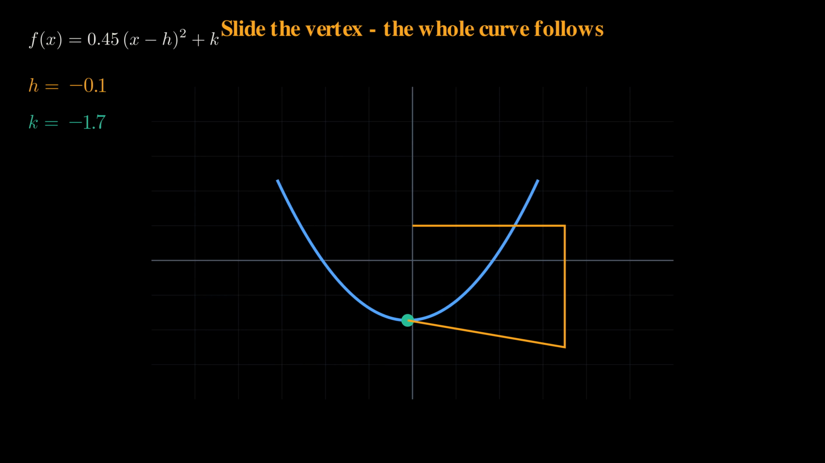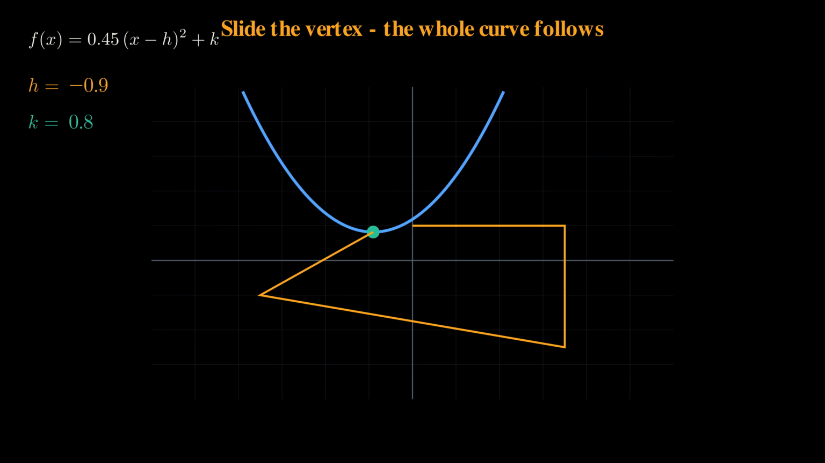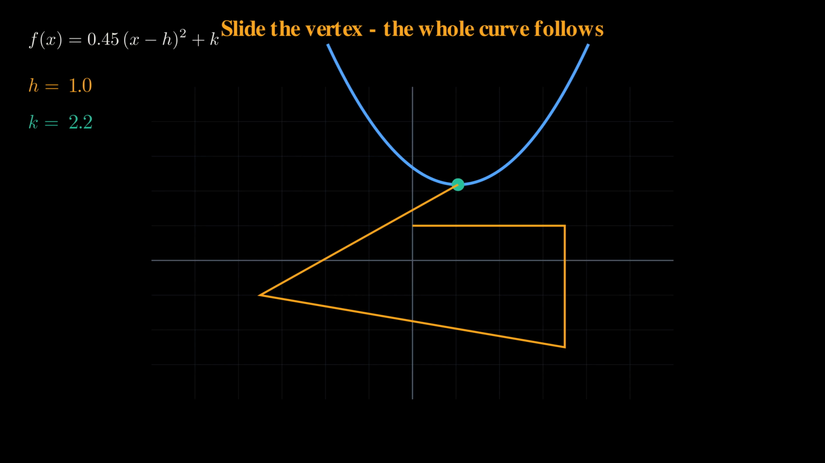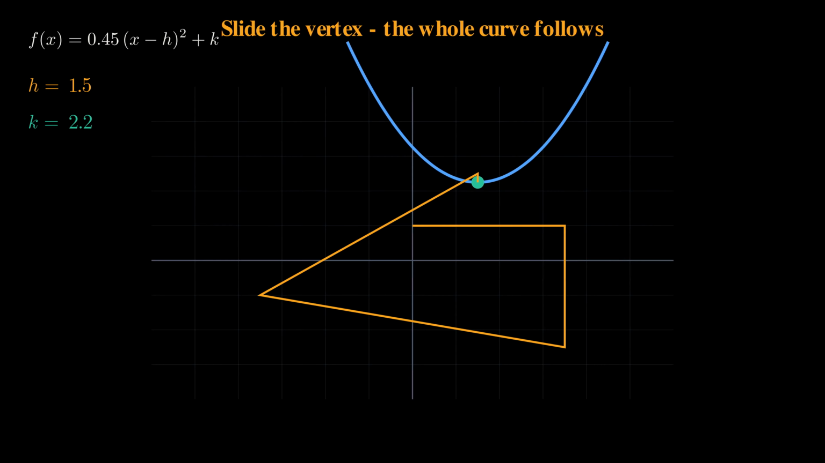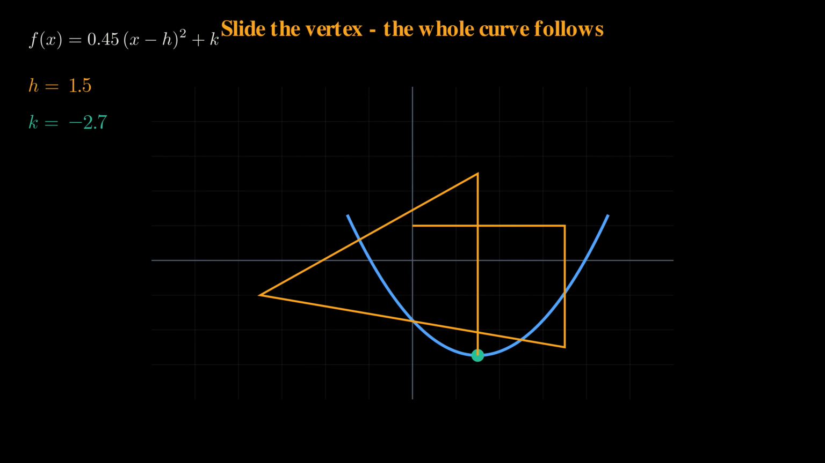h shifts it left and right. k shifts it up and down. The vertex form is really just a set of coordinates for the turning point. And look at the gold trail. As we glide the vertex around, it traces out its own path, its locus. Every position the turning point visits is a value of (h, k). So reading a vertex, or moving one, is nothing more than reading, or moving, a single point. That is the power the vertex form hands you, which is exactly why the next thing we learn is how to force any quadratic into it.